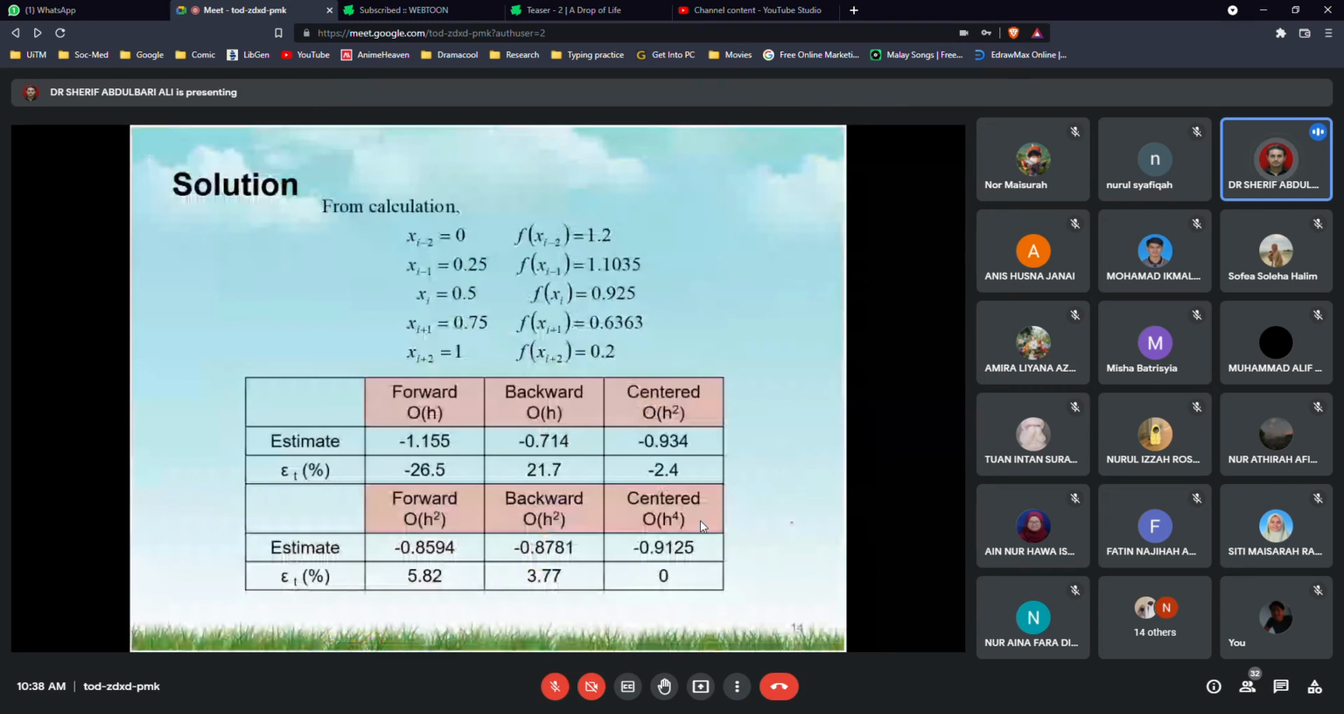From this example, you can see the comparison of the error between all the methods. This one is for O(h), and this is for high accuracy. You can see that it goes from 26 to 5%, from 21 to 3%, and from 2.4 to 0%. So this is the comparison.